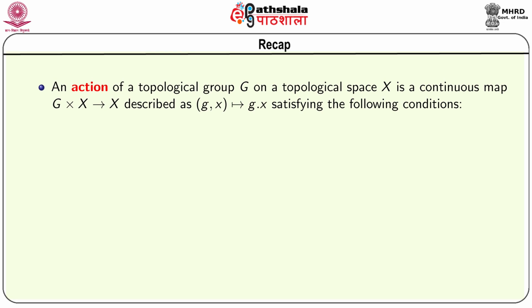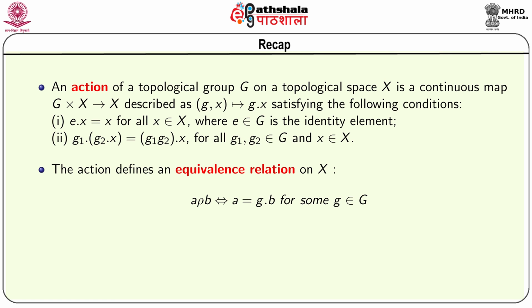So, before proving the main result, we recapitulate certain facts. We start with defining an action of a group G on a topological space X. Now, suppose G is a topological group. It acts on a topological space X means that there is a continuous map from G cross X to X such that it has two properties as shown here. Now, any action defines an equivalence relation on the set X, given by a is related to b if and only if a is equal to g dot b, where dot stands for the action of the group G on the topological space X.